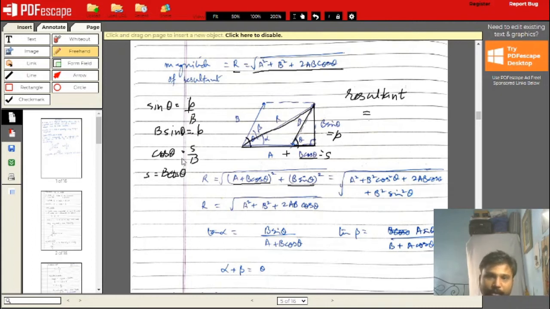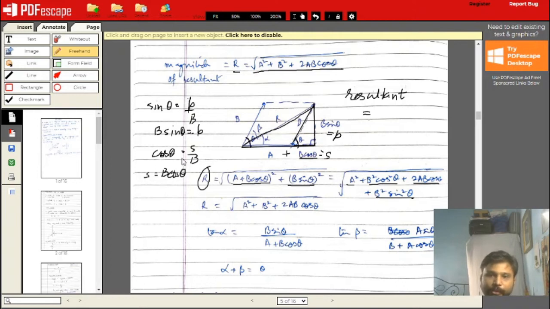So base square plus perpendicular square is equal to the square of the hypotenuse. So the hypotenuse, which was the resultant, is the square root of (A plus B cos theta) square plus (B sin theta) square. When we expand (A plus B cos theta) square, we get A square plus B square cos square theta plus 2AB cos theta, plus (B sin theta) square. So this is B square sin square theta.